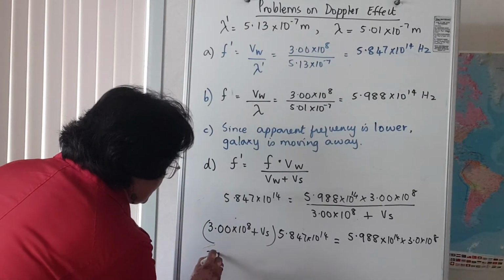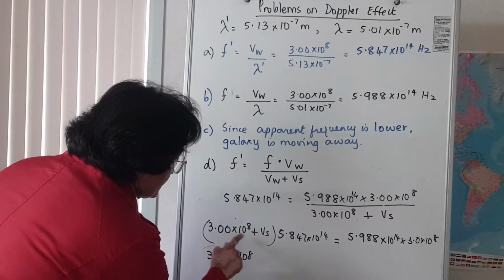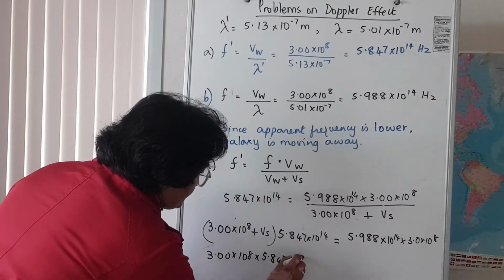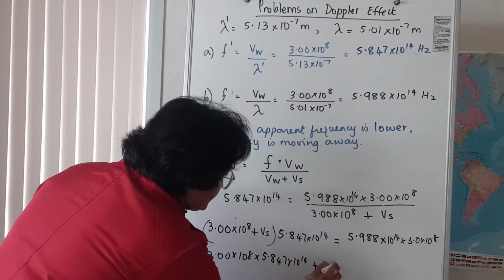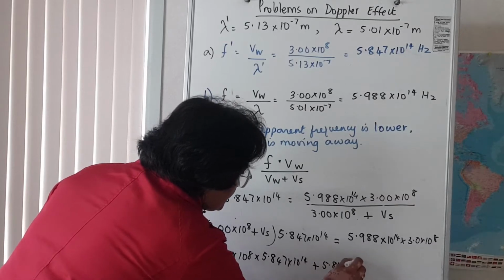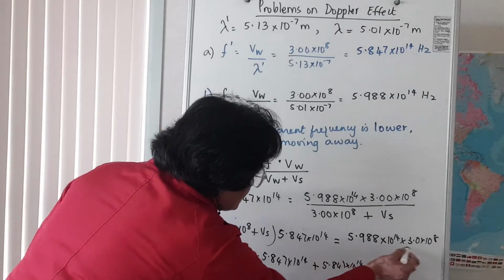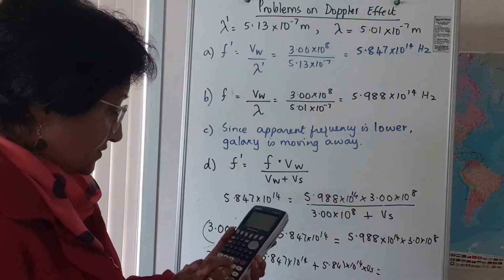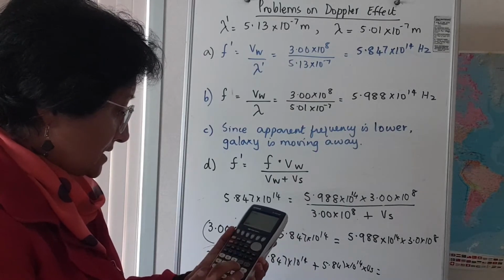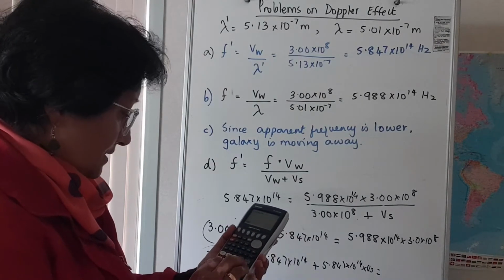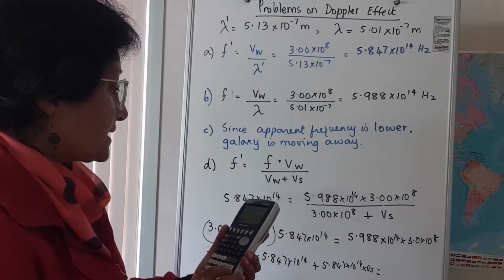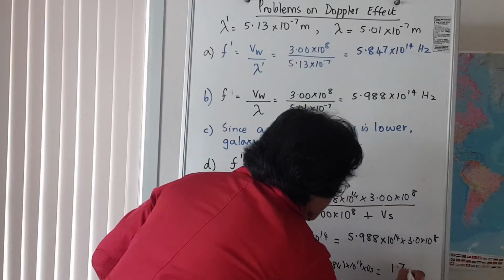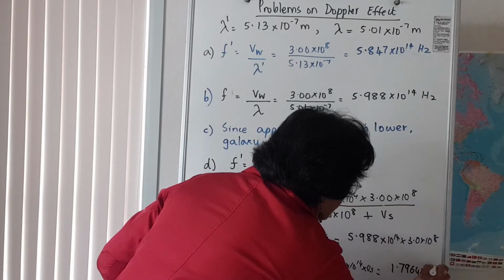So you just go 3 times 10 to the power of 8, so factorize, times 5.847 times 10 to the power of 14 plus 5.847 times 10 to the power of 14 times vs equals that whole number. I'll just put that whole number into my calculator so I'm not getting so many numbers. So it's 5.988 exponent 14 times 3 exponent 8, and I get 1.7964 times 10 to the power of 23.